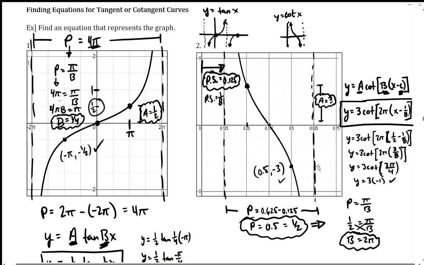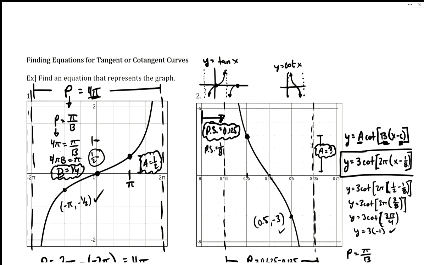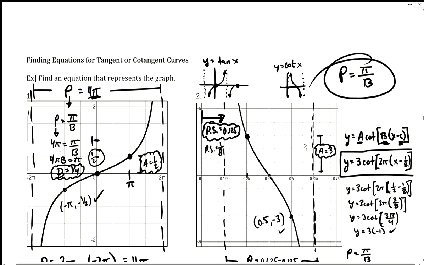So tangent or cotangent, remember the main thing with both of these. I'm going to put it right here. Remember the period for tangent or cotangent is pi over b. Okay, so sine and cosine, it's different. Tangent, cotangent, pi over b.